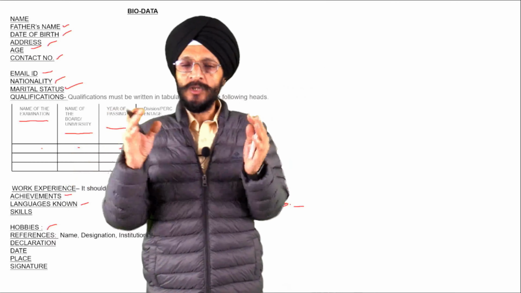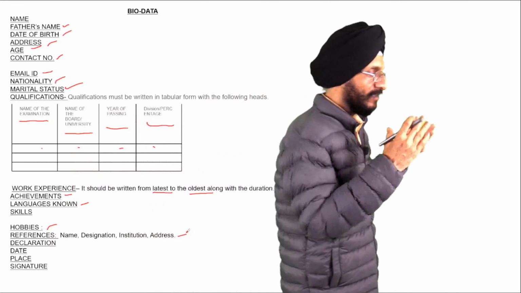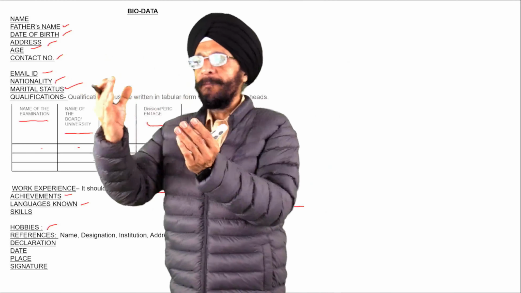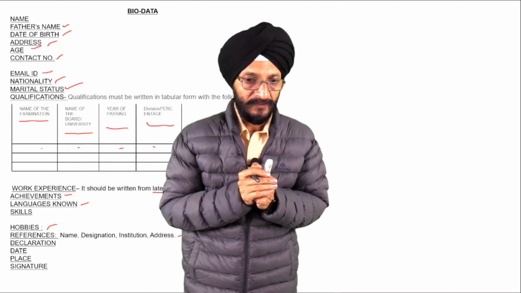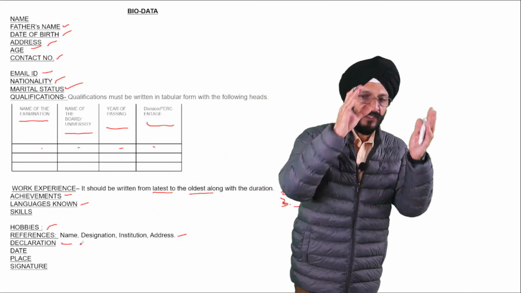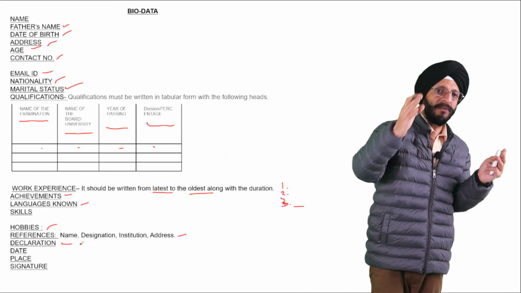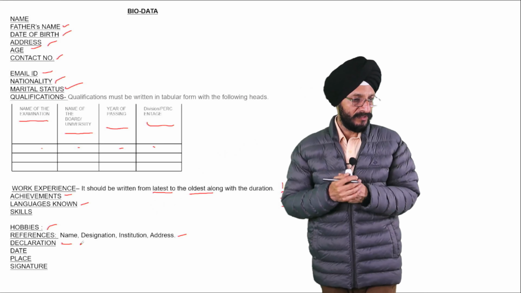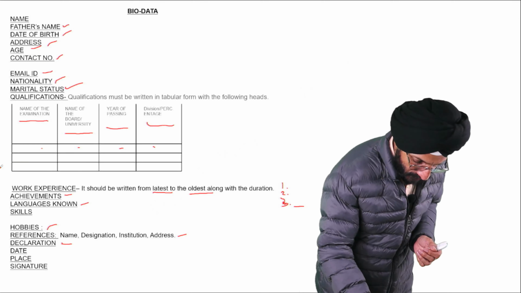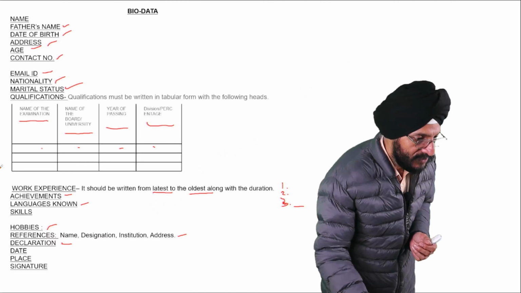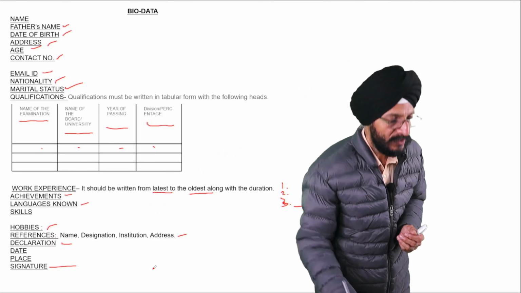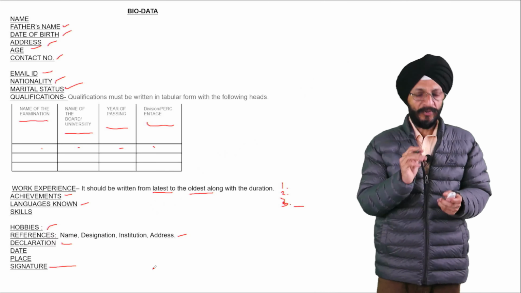That is, those persons who can give a type of character certificate for you to the prospective employer if the prospective employer approaches them. Then here you have to give a declaration that all the details which have been given above are true to the best of my knowledge. Then you have to mention the date on which you are writing the resume. Then you have to mention the place, and then you have to sign the biodata.